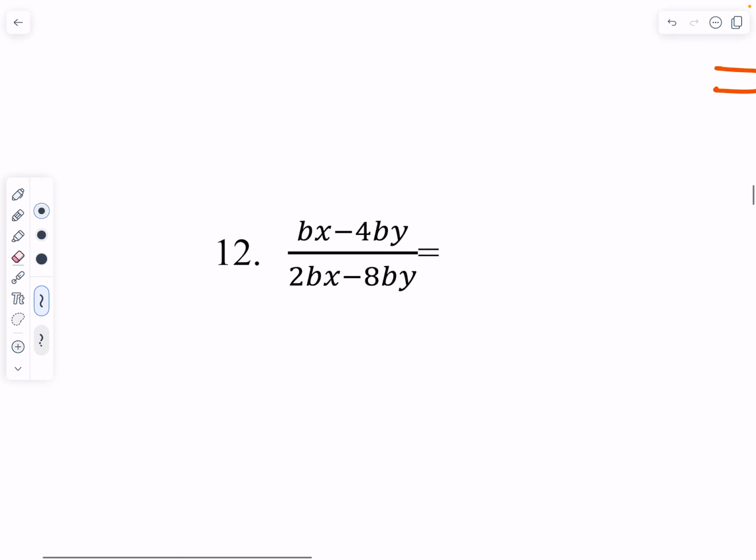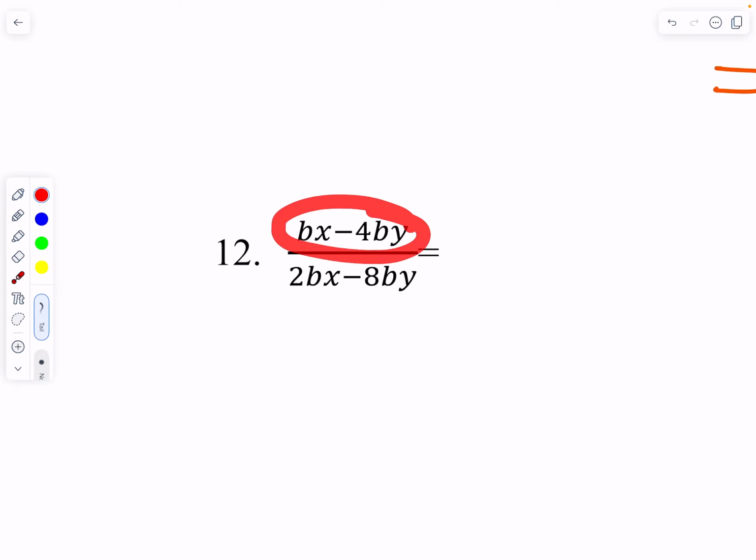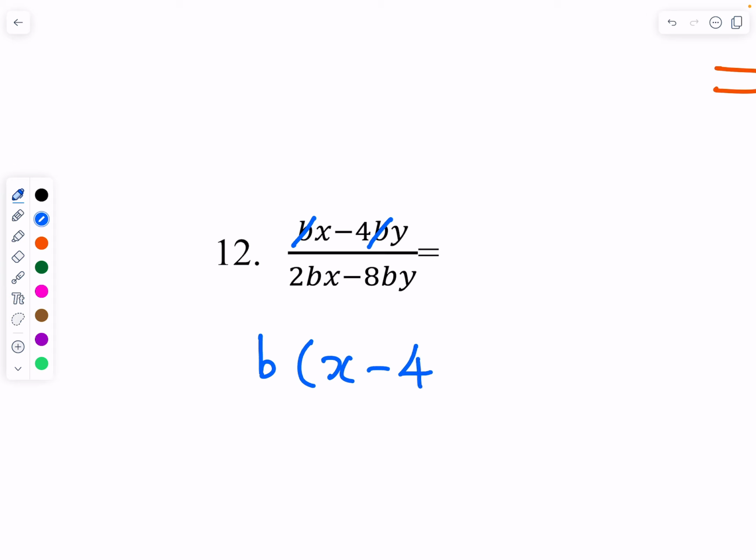Next. Anything common on the top? Anything that they both have? Yes, they have the b. So you take out the b. What is left? If you take out b, what is left behind? X minus 4y. How about the bottom?